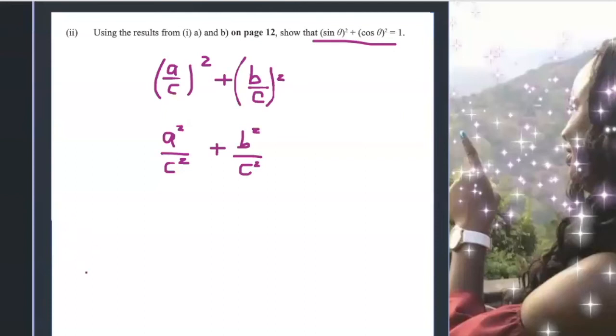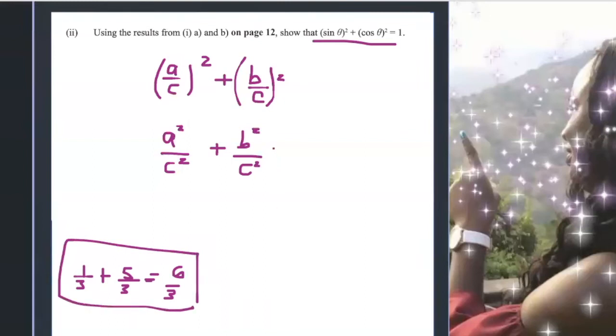Now we know if we have a third plus 5 over 3, since the denominators are the same, we keep the denominator and add the numerators, say 5 plus 1 will give me 6. So just like numbers, that's what we do with letters. The denominators are the same. We have C squared. So I'm going to write this as C squared. And then adding the numerators, I have A squared plus B squared.